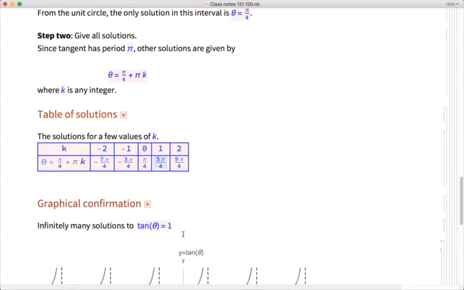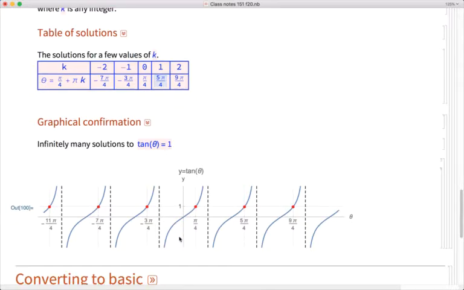Here's the picture when we're plotting out the tangent function. Again, this has period pi. It's repeating every pi units along the horizontal axis. And we're seeing when does the tangent have a value equal to 1 by seeing where it intersects the horizontal line y equals 1. And there are infinitely many solutions to this equation.